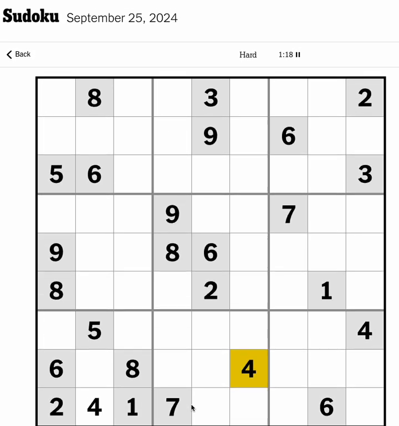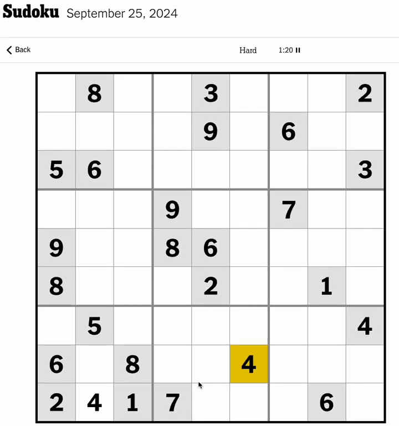Because 4 and 7 are here, they cannot be placed in these three cells of column 5. So there are only two openings for 4 and 7. So these two will be filled with 4 and 7, and 7 is here. So this one is 4, and this is 7. That puts 4 in here, and 7 in here.